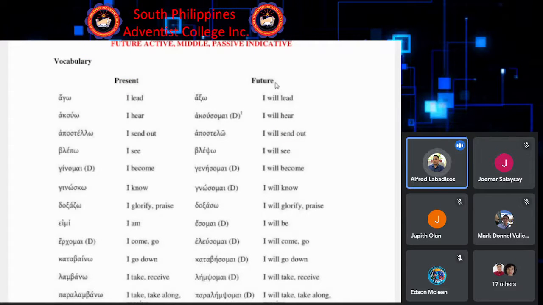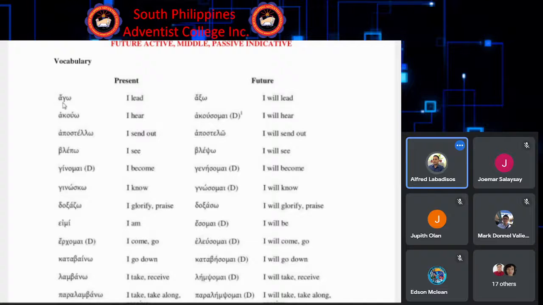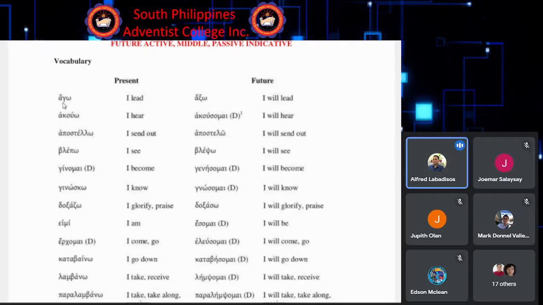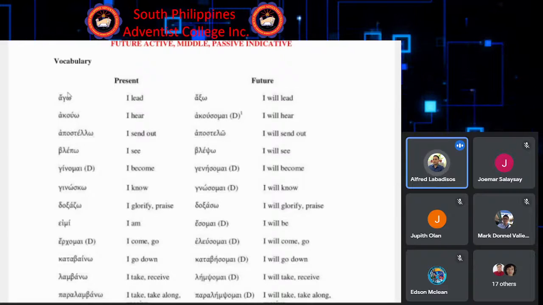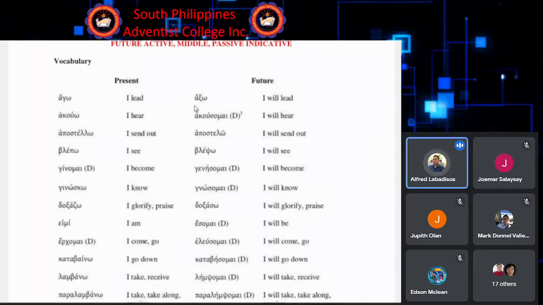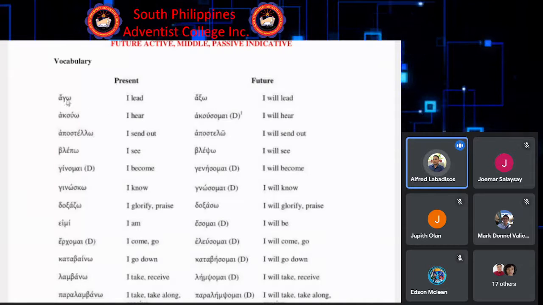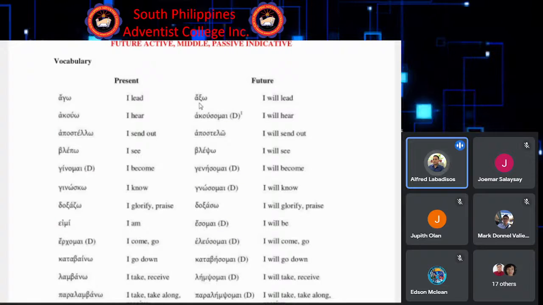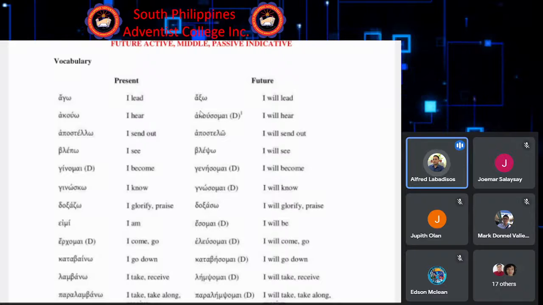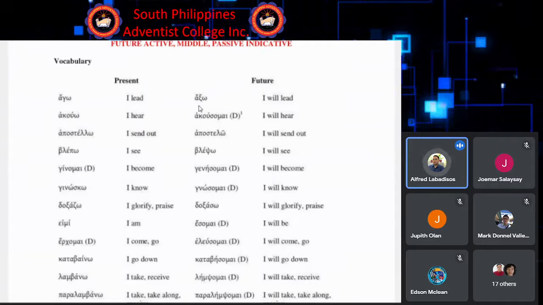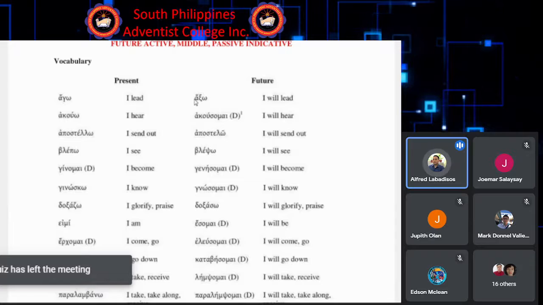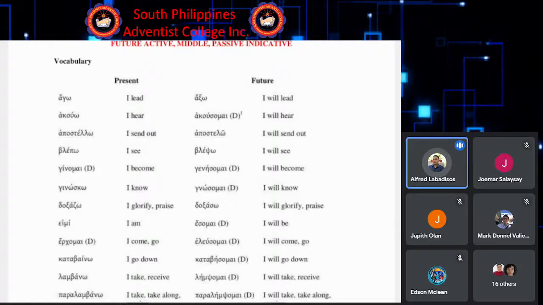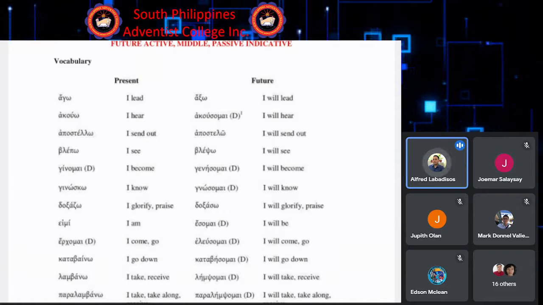For example, here we have a comparison of the present and the future. Ago, the meaning of ago is I lead. Now, in the future, the form of ago changes. It becomes axo. So we have ago in the present, and axo. Now you will notice, why is it different? Of course, because we are now dealing with another tense, and we have other rules for the future tense. We will learn that later.